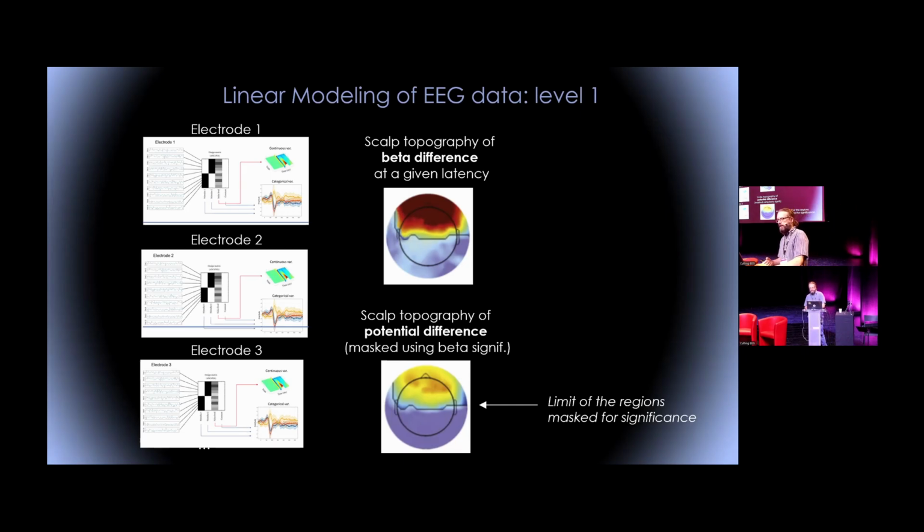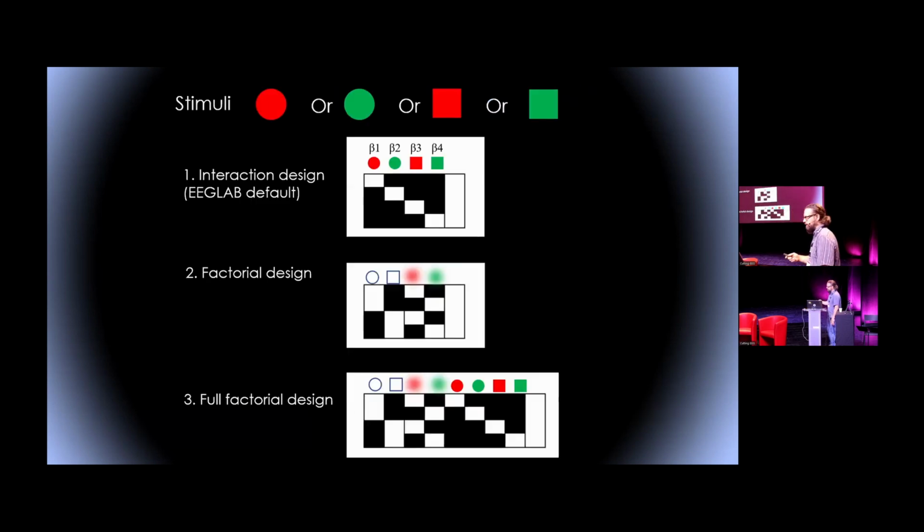Now, you can actually build different design matrices based on the experiment you're doing. And these are examples. So let's say we have 4 types of stimulus: red disk, green disk, red square, green square. And this is our most simple design matrix.